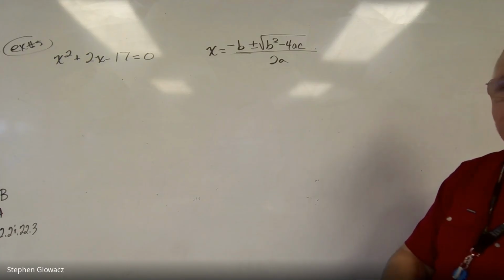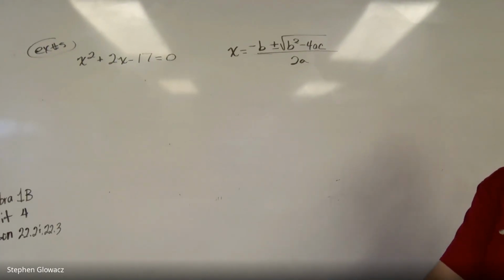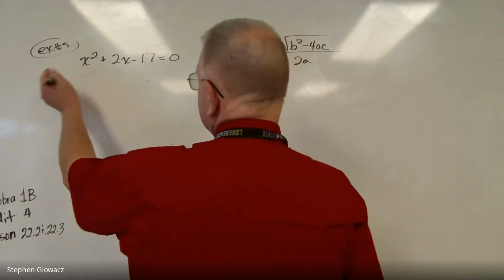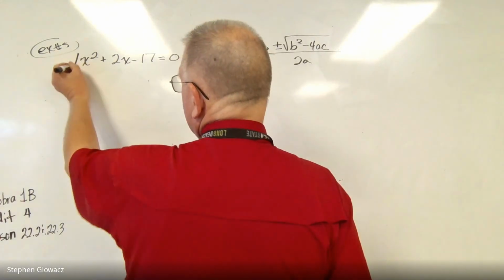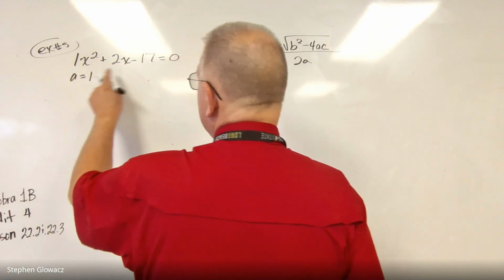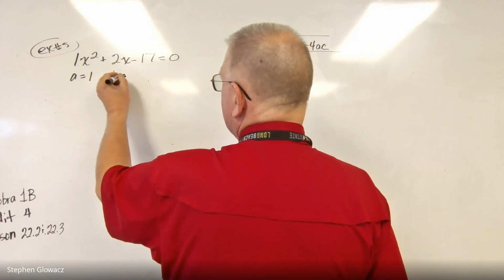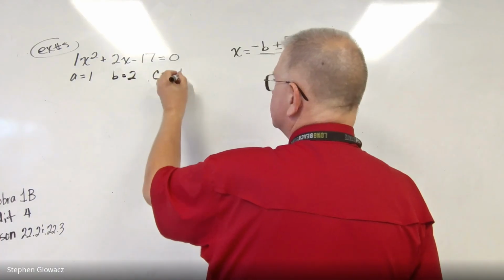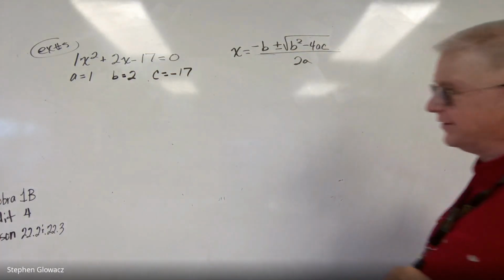And so that is our first step, identifying a, b, and c, just like we did with the discriminant. So a is the coefficient of x squared. There's no number written there, so we know that a is 1. B is the coefficient of x, so b is 2. And then c is our constant term, so c is -17.